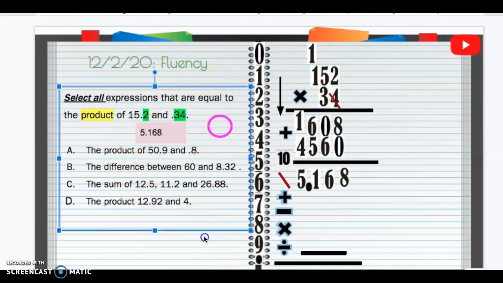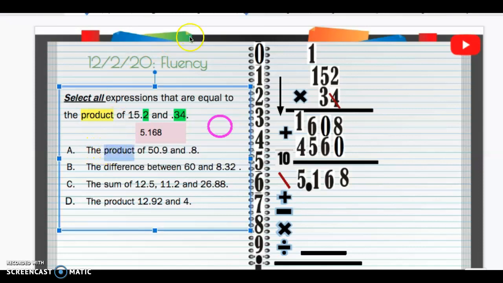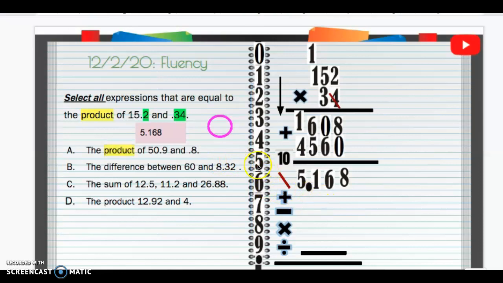Okay, that's the answer that I'm looking for in all of A, B, C, and D. If I find that out, then I circle it. If it's not that, then I don't circle it. So for A, it says the product of 50 and 9/10 and 8/10. So product again means to multiply. So we have to multiply 5.